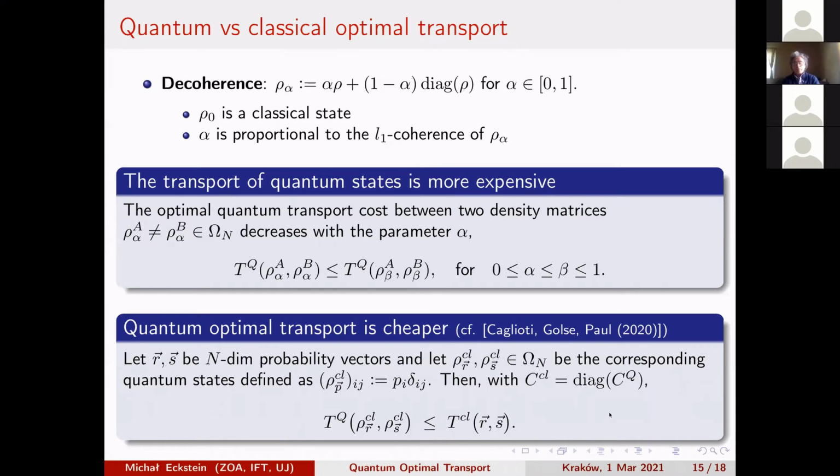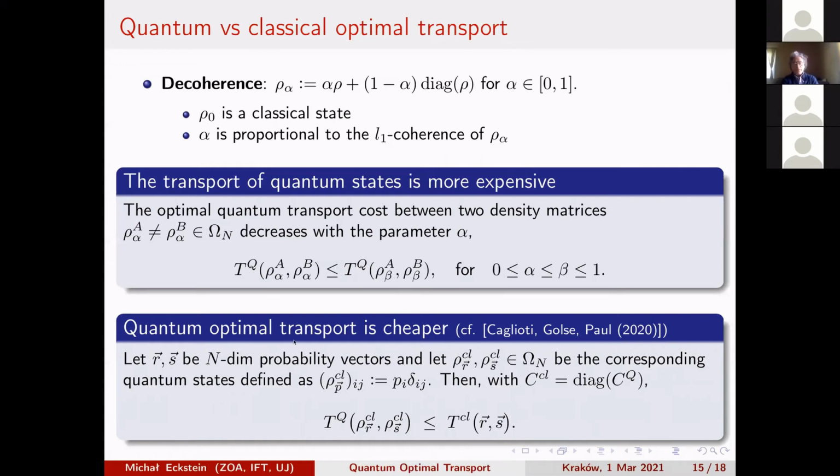It's fairly easy to understand why it must be so. Simply because you optimize on a larger set. In the classical problem, you're only allowed to take classical couplings, and in the quantum case, there are many more matrices that you can take into account. So in general, you will find an optimum which gives you a better, lower cost than the classical problem.